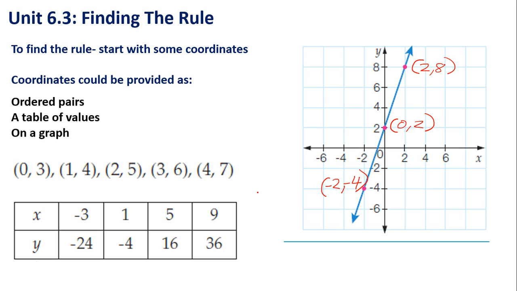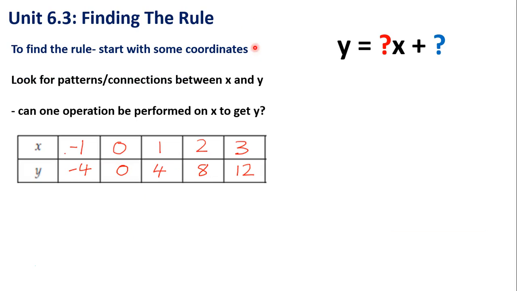So whatever we're provided with, we use some common strategies to work out what the rule is. To find the rule, we need to look for some patterns or look for a connection between the x and the y coordinates. So the rule that we come up with will take this form. It's got to connect the y and the x. What operations do we need to perform to the x to get the y value? We might only need to perform one operation: multiply, divide, add, subtract, or we might need to perform two operations.